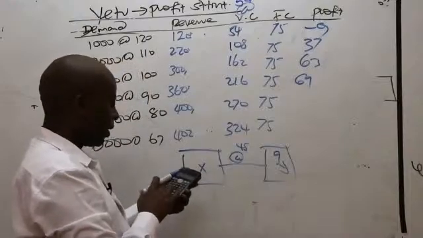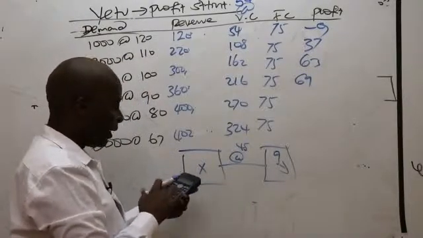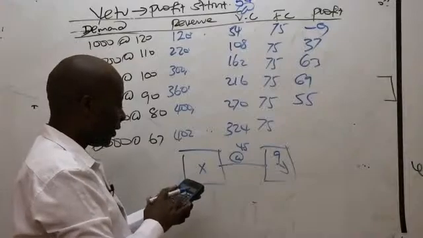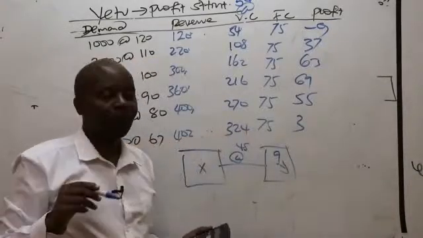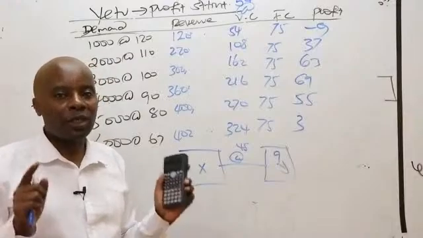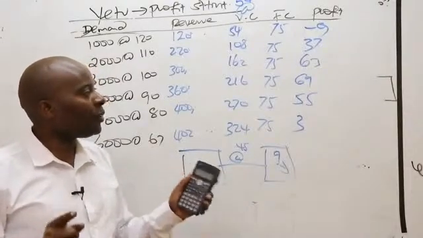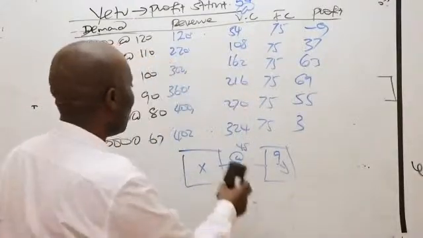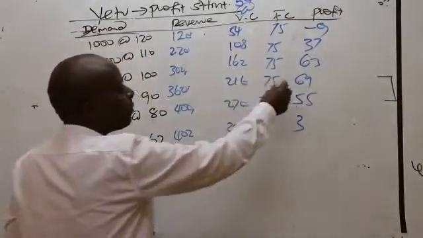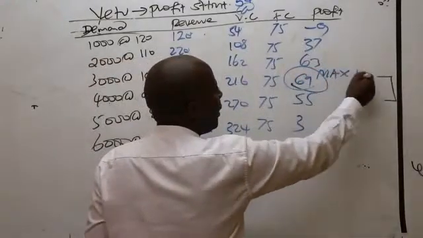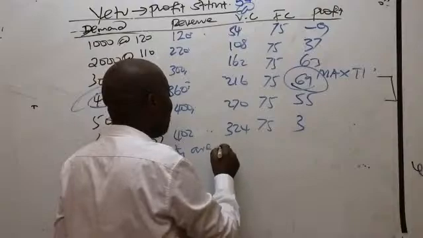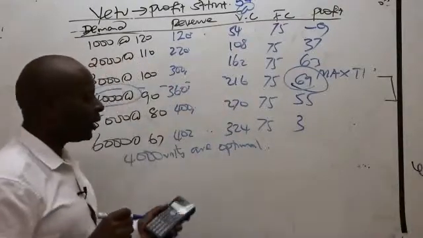I could be wrong, so please try to give us the correct parameters. 400 minus 270, minus 75, which gives me 55. From there, we have 402, minus 324, minus 75, which gives me 3. If these figures are correct, let the ball not stop there. Always come and give us, ladies and gentlemen, the optimal quantity. So the optimal quantity is the one that corresponds to 69, because this is our maximum profit. So these 4,000 units are the optimal. They are the best you should produce.